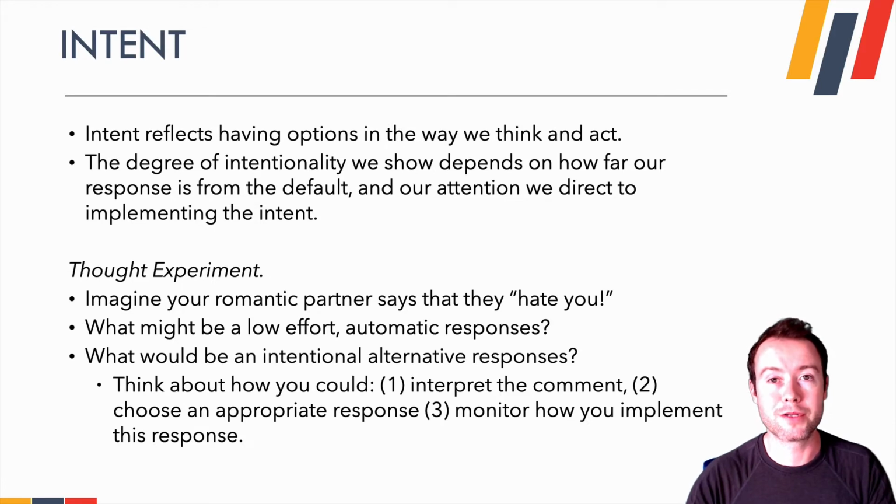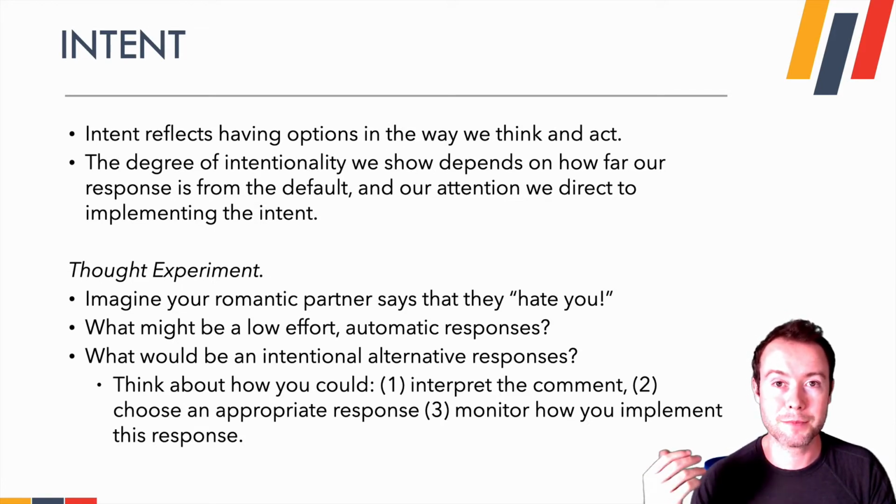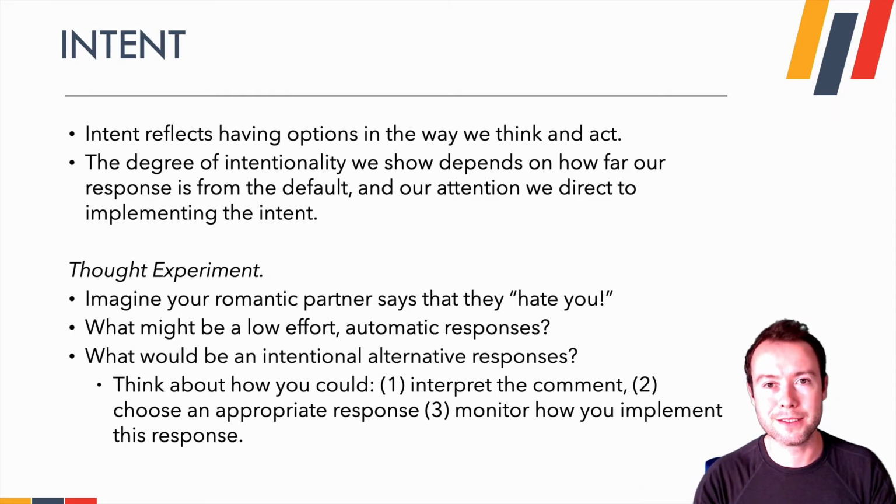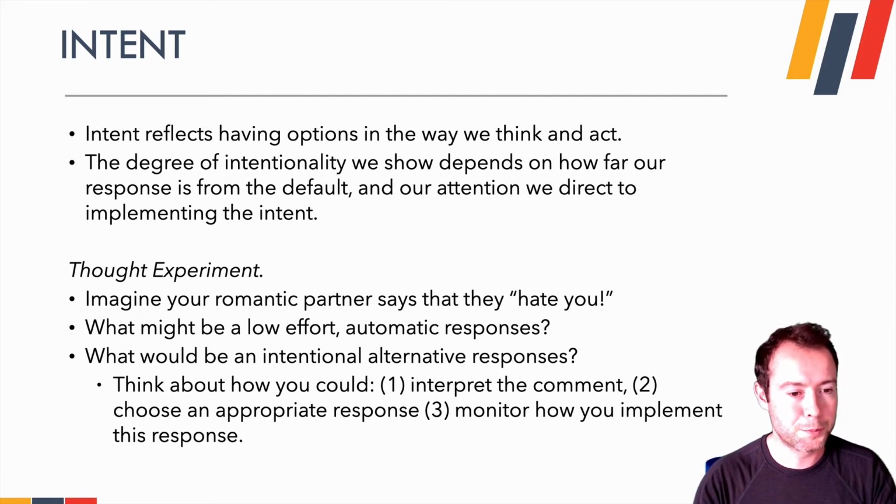So I've said before that this idea of intent is a key defining property of what determines whether something is a controlled process or not. But what exactly does intent refer to, and how can we define it? And put simply, it reflects having options. So options and alternatives in the way that we think and act.